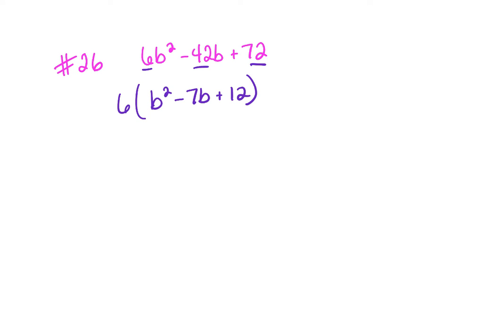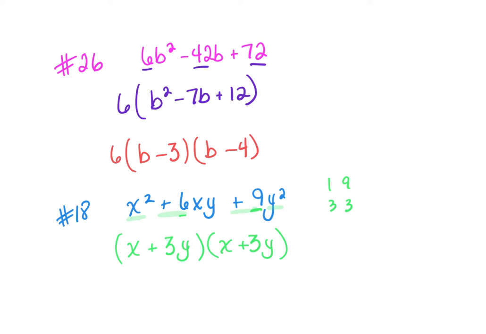All right. Because it's positive 12, I need two factors that add to give me 7, and they're both going to be negative factors. So I'm going to say b minus, b minus. Factors of 12 that add up to 7 are 3 and 4. Make sense? Okay. Anything else?